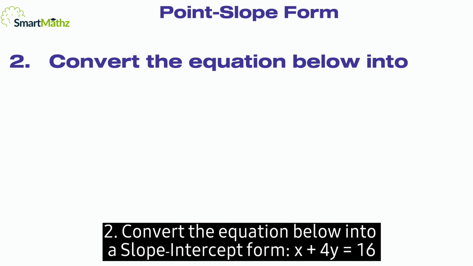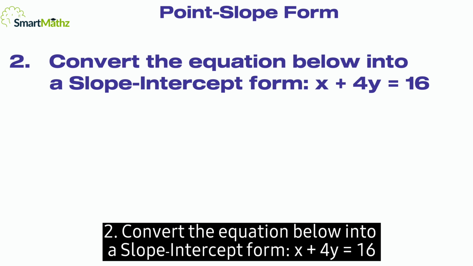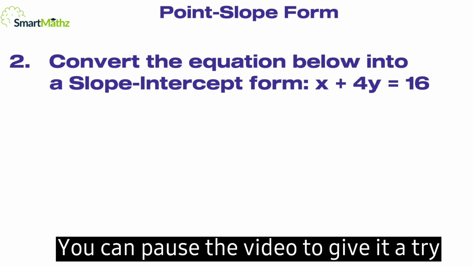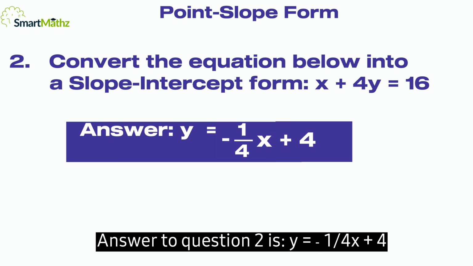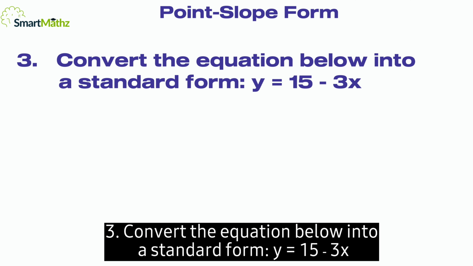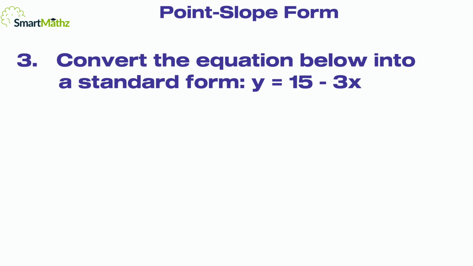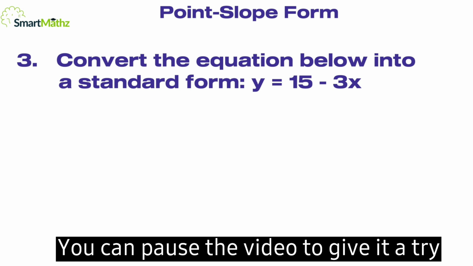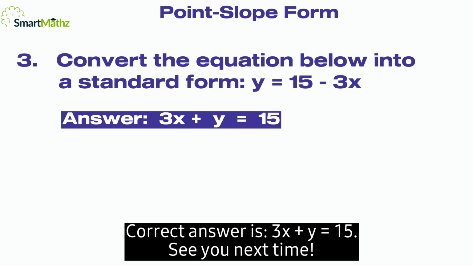2. Convert the equation below into a slope-intercept form, x plus 4y equals 16. You can pause the video to give it a try. The answer to question 2 is, y equals minus 1 over 4 x plus 4. 3. Convert the equation below into a standard form, y equals 15 minus 3x. You can pause the video to give it a try. The correct answer is 3x plus y equals 15.